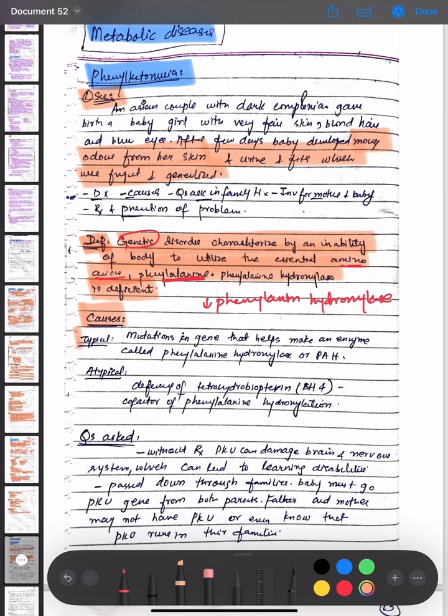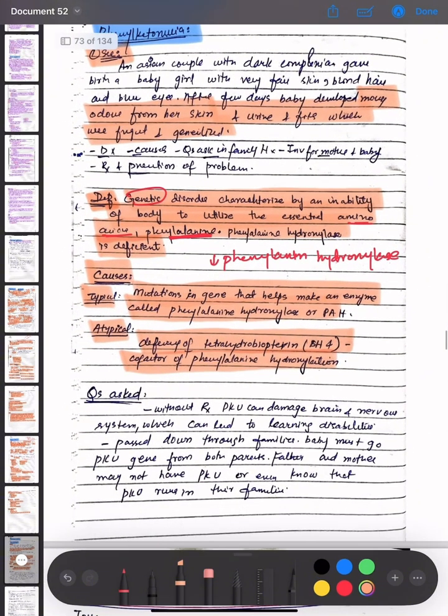Okay, now the causes are both typical causes and atypical causes. The typical causes are mutations in the gene that helps make an enzyme called phenylalanine hydroxylase, and the deficiency of tetrahydrobiopterin, the cofactor of phenylalanine hydroxylation. If the deficiency of this cofactor occurs, then this is atypical.